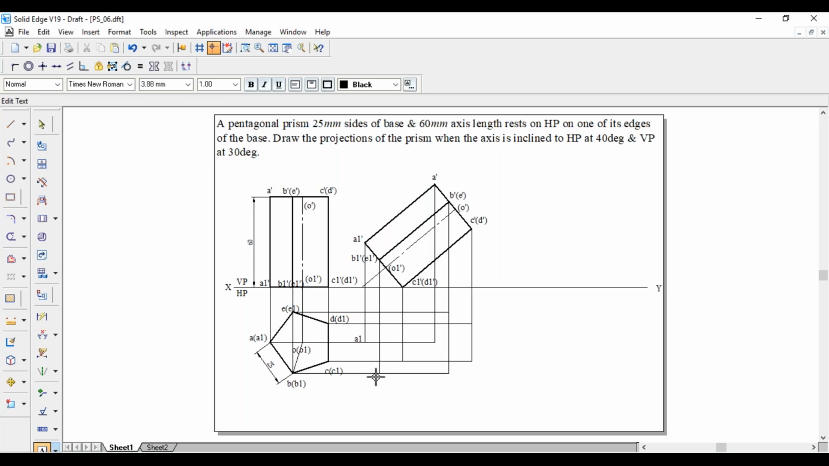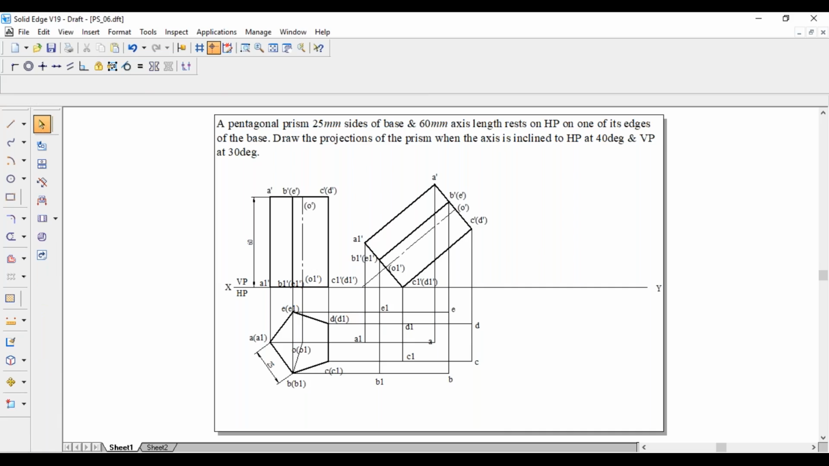A1, B1, C1, D1, E1. Similarly, A, B, C, D, and E.